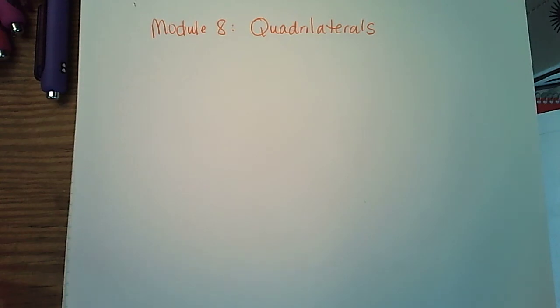Hello. Today we're going to talk about Module 8 quadrilaterals. Quadrilaterals in this unit just focus on the different characteristics and properties of quadrilaterals. Well, what are quadrilaterals? Quadrilaterals are figures or polygons with 4 sides. Now, depending on the sides depends what happens.